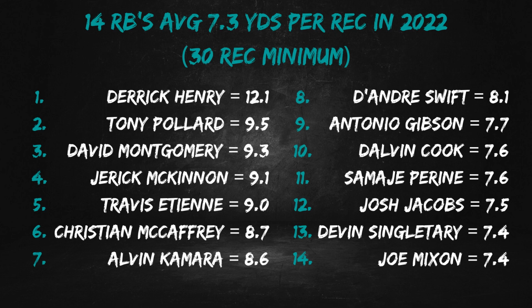14 running backs averaged 7.3 yards per reception in 2022, and this is, mind you, with a 30 reception minimum. Derrick Henry was definitely the best by far at 12.1 yards per reception. He was an absolute monster and an outlier among these running backs. Number 2, Tony Pollard at 9.5, David Montgomery at 9.3, Jerick McKinnon at 9.1, Travis Etienne at 9, Christian McCaffrey 8.7, Alvin Kamara 8.6, D'Andre Swift 8.1, Antonio Gibson 7.7, Dalvin Cook 7.6, Samaje Perine 7.6, Josh Jacobs 7.5, Devin Singletary 7.4, Joe Mixon 7.4.